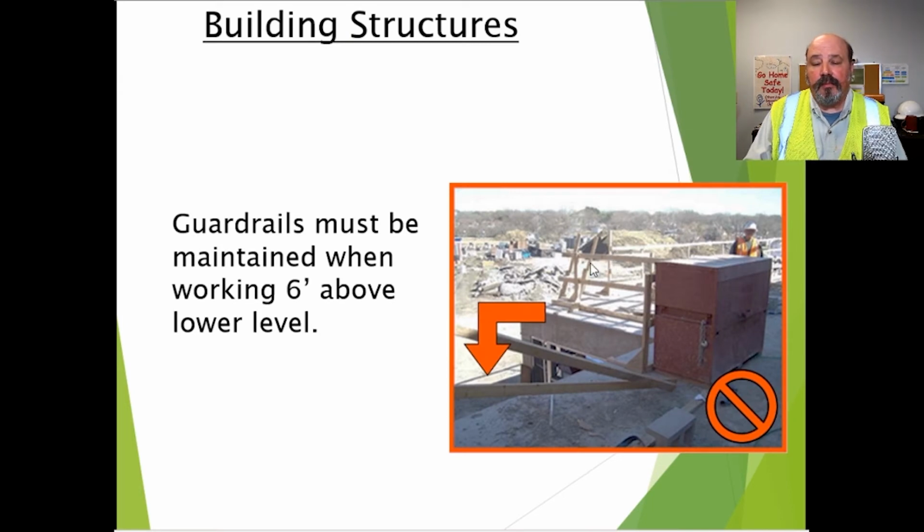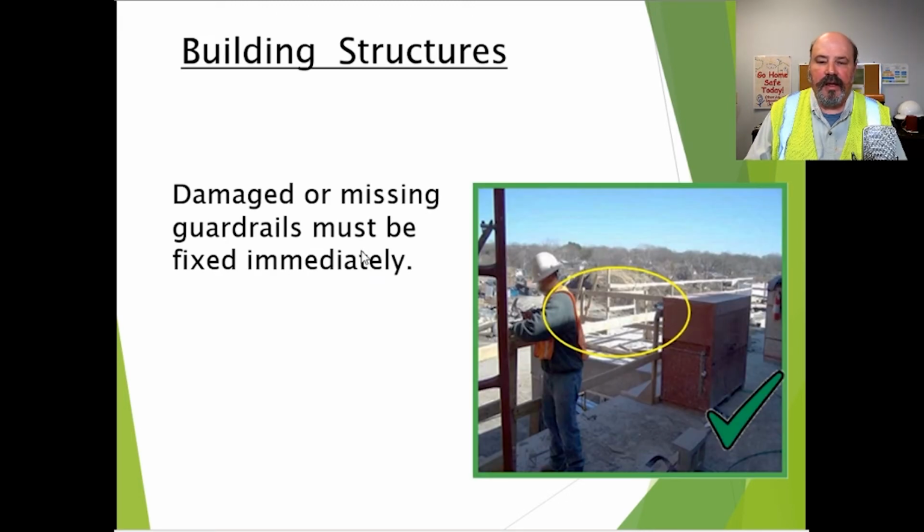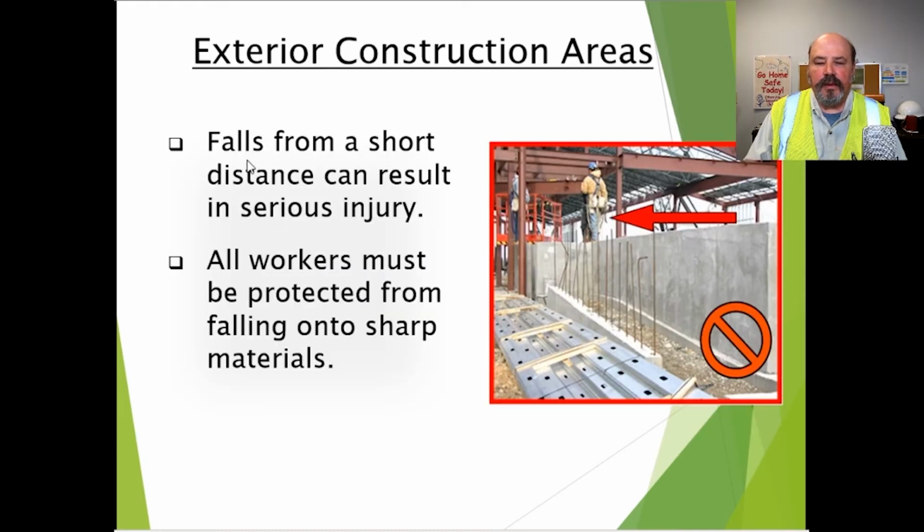All right, here we have a leading edge or a rooftop, and you can see that these two guardrails here that should attach behind this job box are detached. All right, guardrails must be maintained when working 6 feet above lower level. All right, damaged or missing guardrails must be fixed immediately.